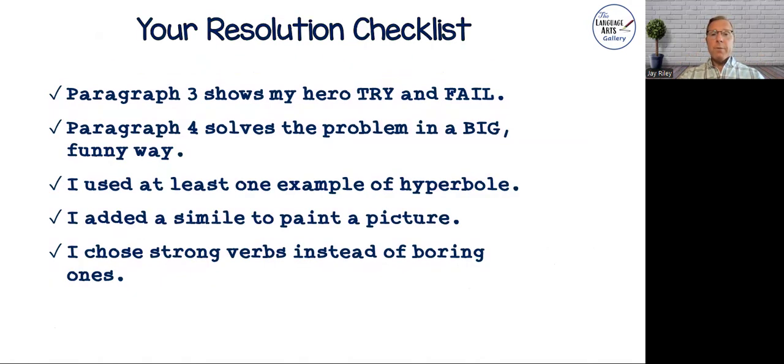So as our students get ready to rewrite, we want to make sure that their paragraph 3 shows the character trying and failing. Paragraph 4 solves the problem in a big and humorous way. There's an example of hyperbole, simile, or a strong verb. Now, depending on the level of your students, you might ask them to include all three. I usually ask my students in 5th grade to include one or two.